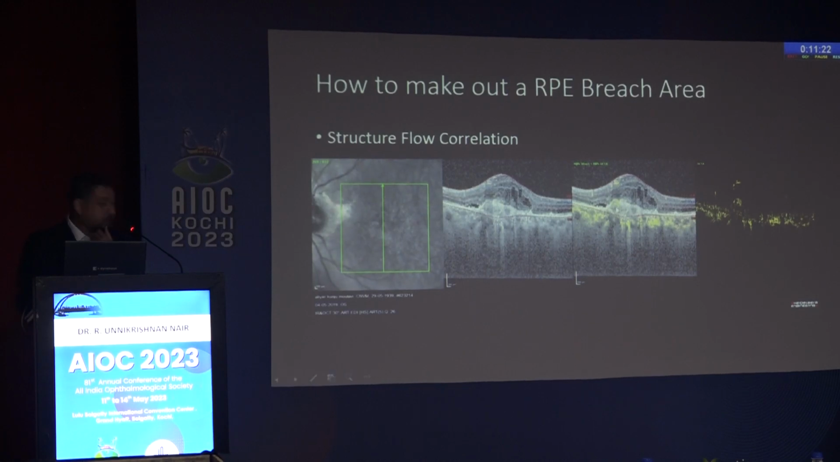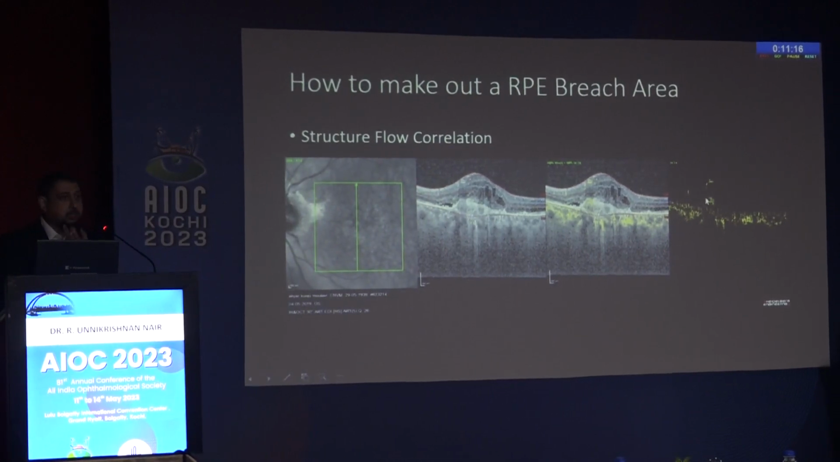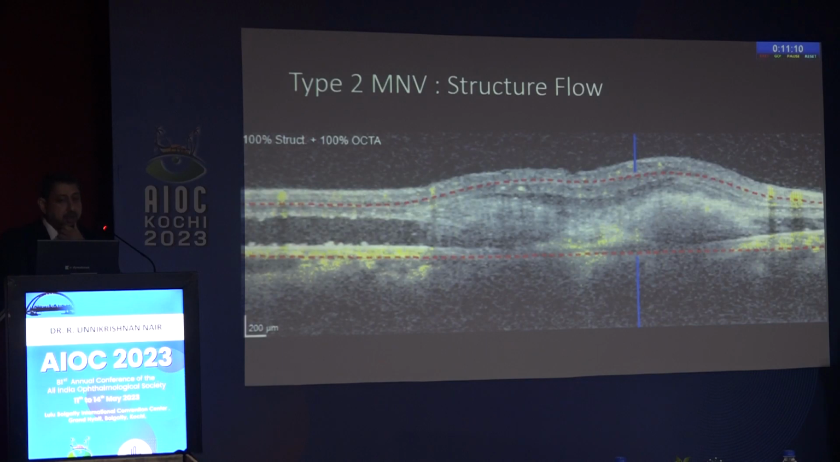If you look at this picture, you see a pattern above the RPE, which tells you that the RPE has been breached by the vasculature, and therefore this is a type 2. Type 1 is below, type 2 is above. Again, here you can see that with the RPE being represented, the flow characteristics are seen above the RPE, therefore again this is a type 2.